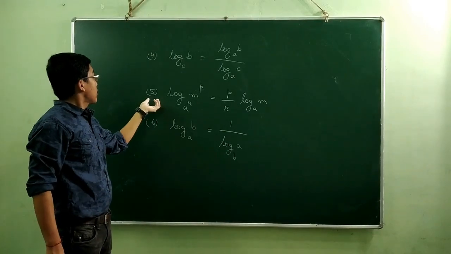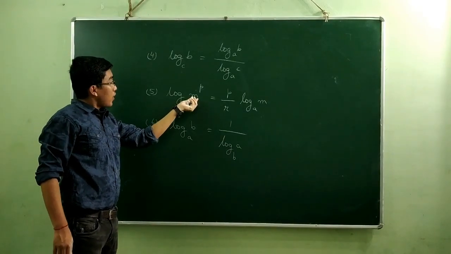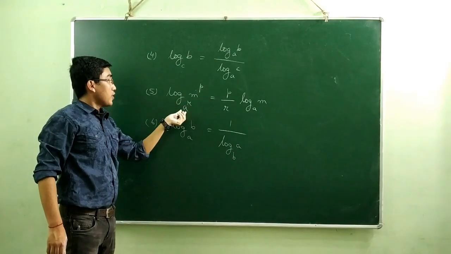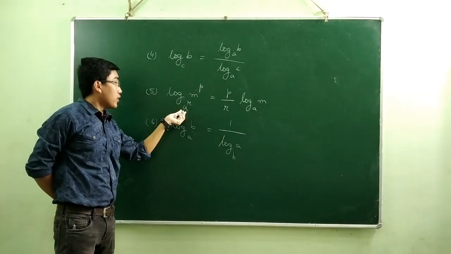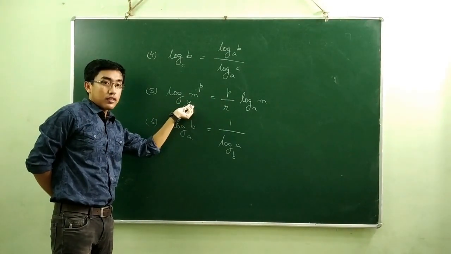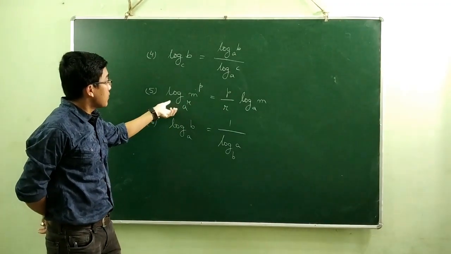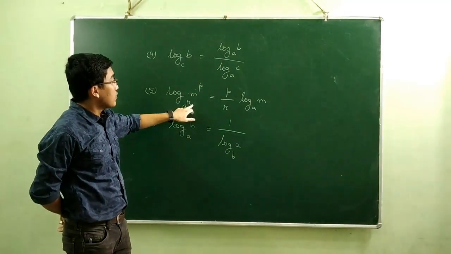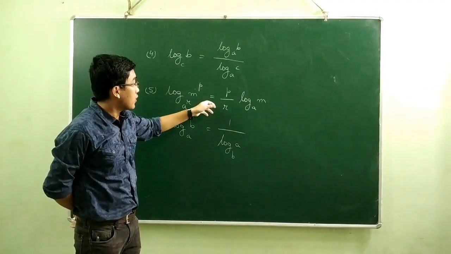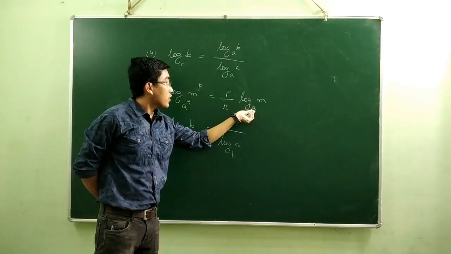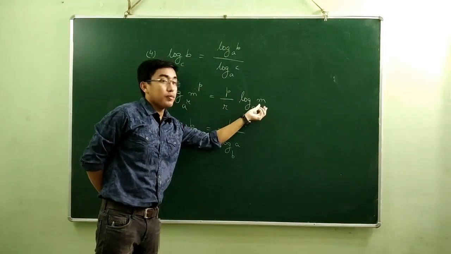Next, log of m to the power p, and the base is also having some power, small a to the power r, then this says that this p and r will come outside and we will be left with log of simply a and m.